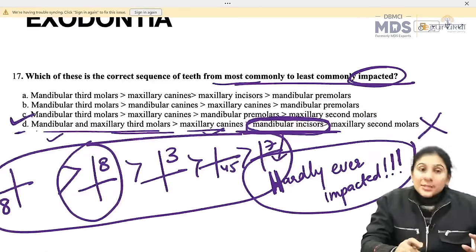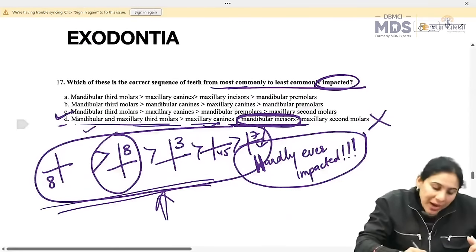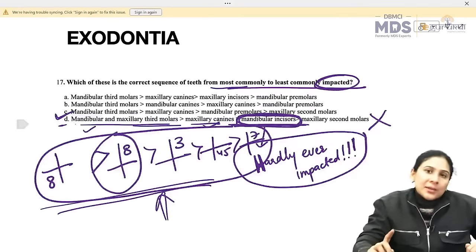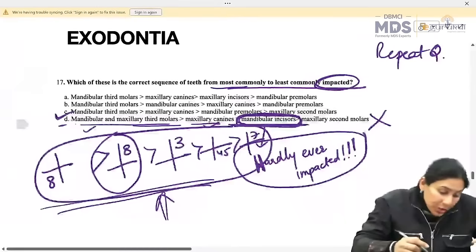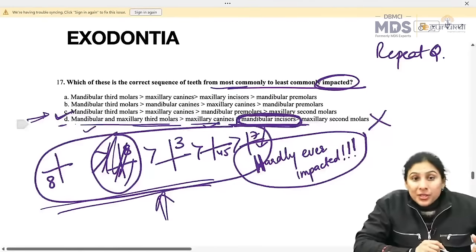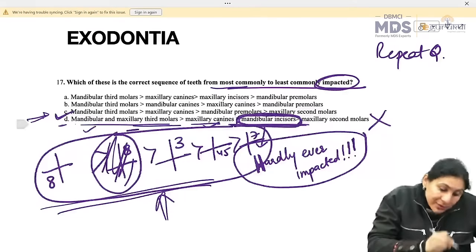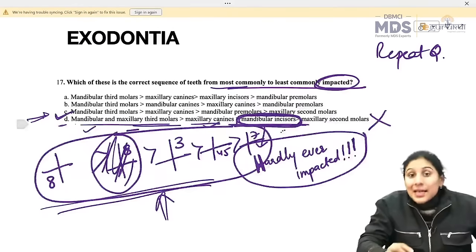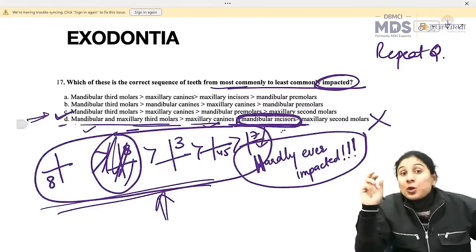Okay. So see, what happened here is, you know the answer. You know this sequence. But you don't know the fact that mandibular incisors are hardly ever impacted. Because of that, you make a mistake. So this is a repeat question. And the examiner can fool me by removing one of the options. What he is doing here, he is removing one of the options. And I am getting fooled that, oh, maxillary comes after mandibular. So we only studied that much. We didn't study further. You have to read everything. Okay? Mandibular incisors. Incisors are hardly ever impacted. This is the fact which the examiner wants to ask you.